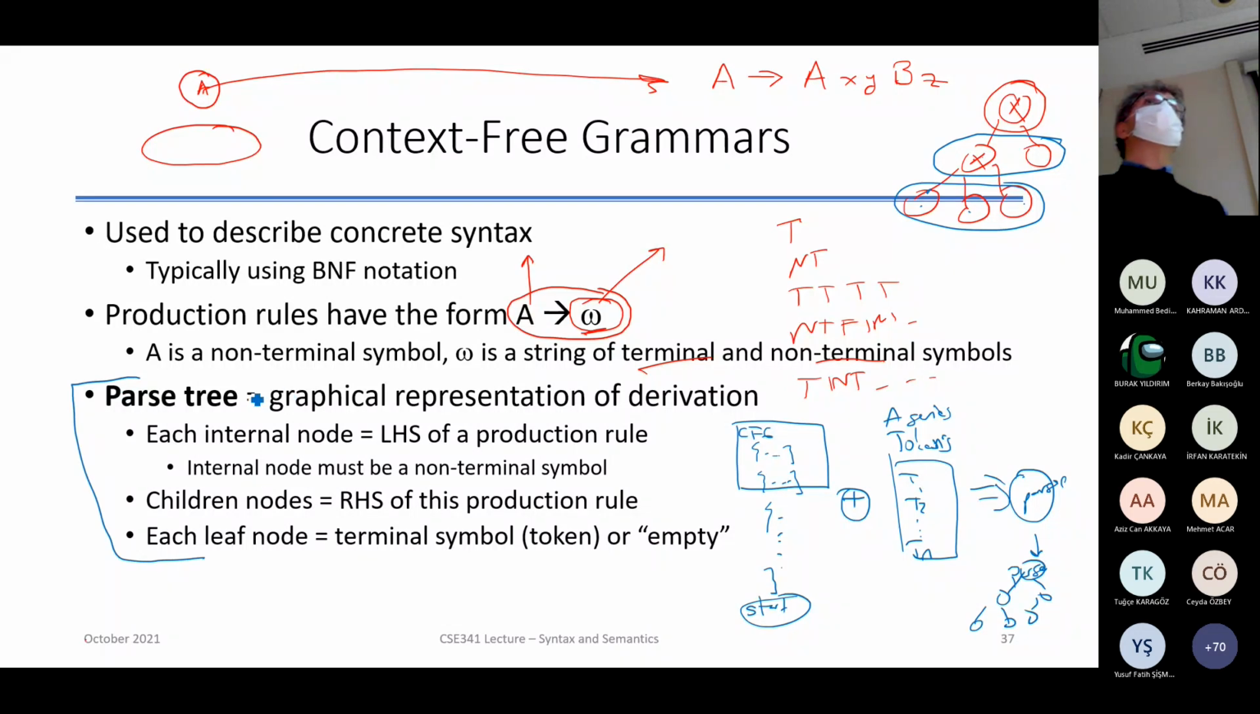Each internal node is going to be the left-hand side of a production rule, and the children of these internal nodes will be the right-hand side of the production rule that node represents. And each leaf node, at the end of the parsing process, will correspond to a token or a terminal symbol.